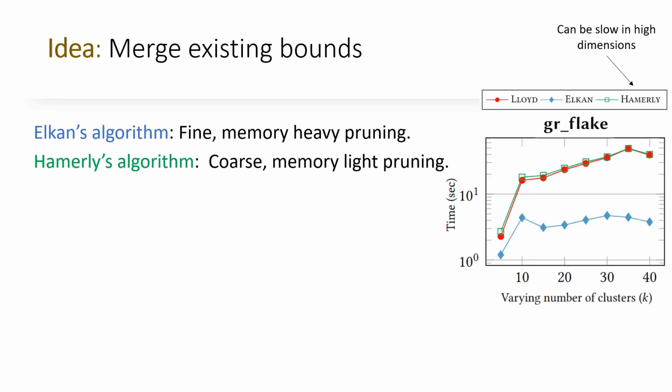And as we can see, in a high dimensional space there's a huge difference between these methods, and even Hämmerle can sometimes be slower than Lloyd due to the upfront cost of computing all the centroid to centroid distances.